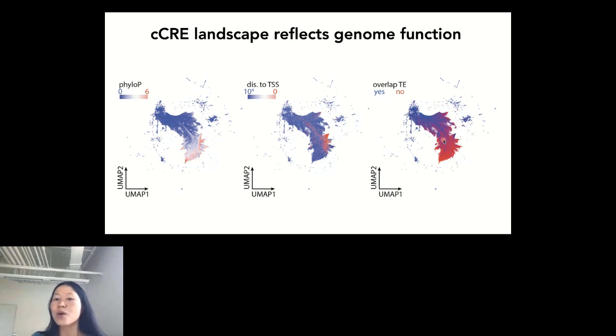And we can ask which cCREs overlap with transposable elements. You see the conserved tip does not overlap with TEs, while the primate-specific ones, almost all of them overlap with TEs. Okay, so that was cCREs.